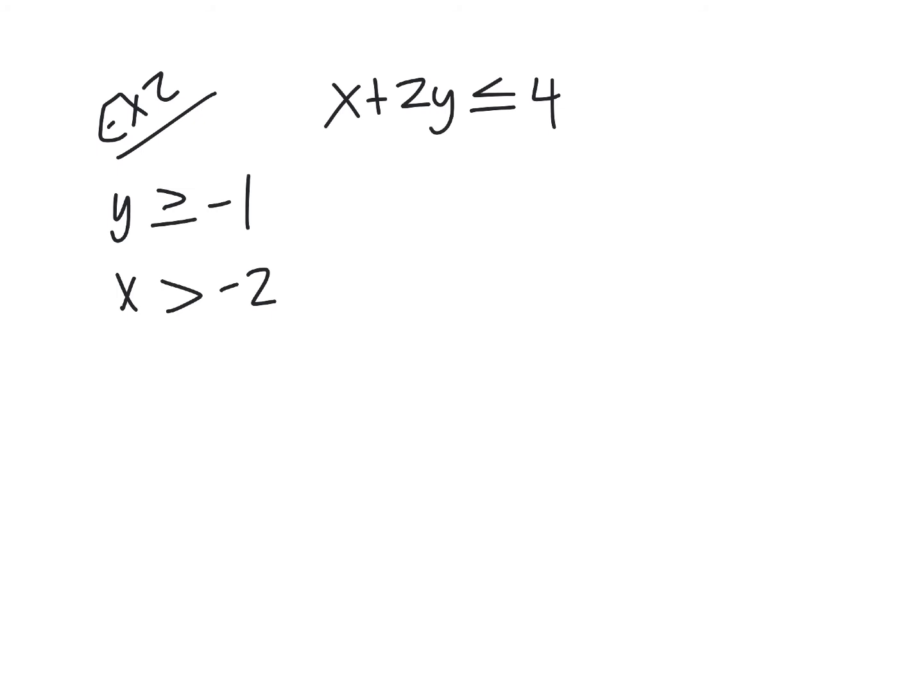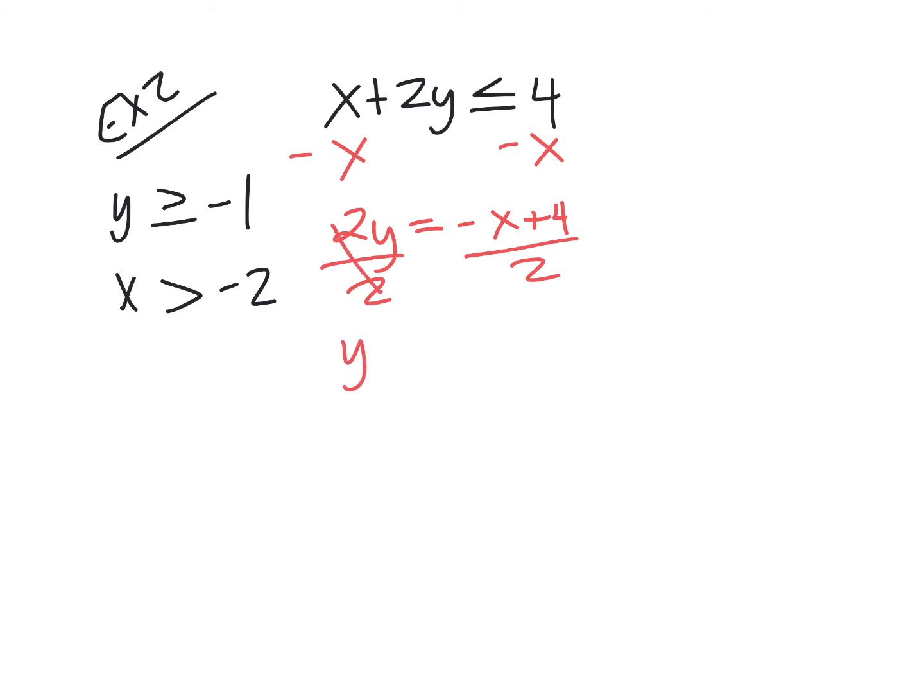So let's solve this one for y. I'm going to subtract x, so I get 2y is less than or equal to -x plus 4. And then to get the y by itself, I divide by 2. So y is less than or equal to negative one-half x plus 2.